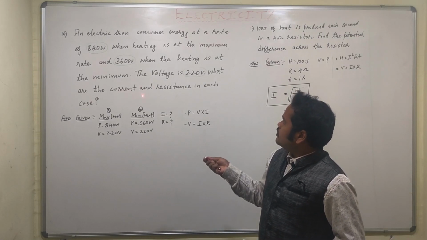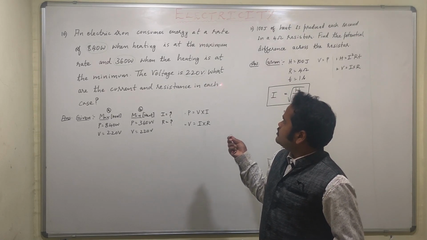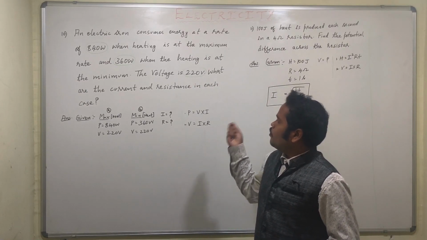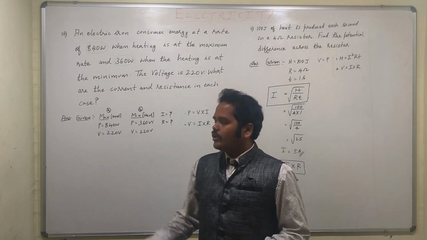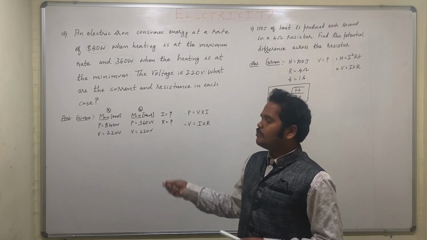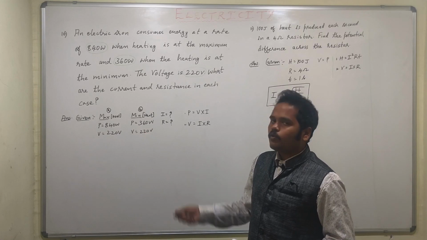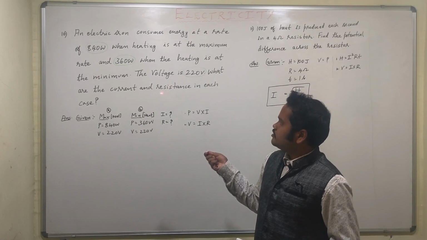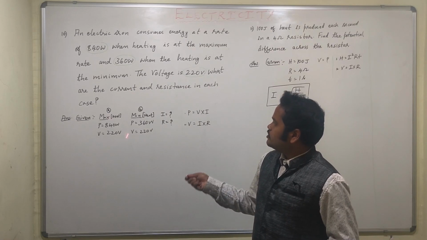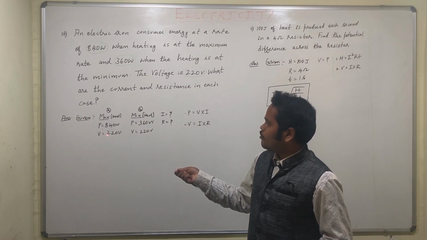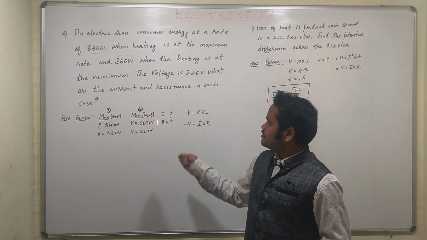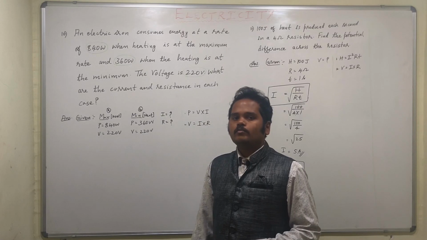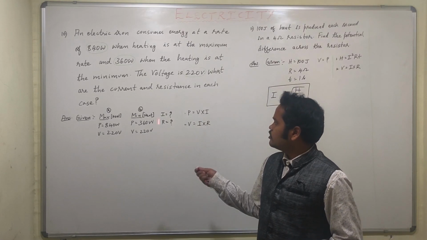What are the current and resistance in each case, when the voltage is 220 volt? So we have V for both maximum and minimum. The voltage is same, that is 220 volt. We have to find out the current and resistance in each case. What is the current and resistance for maximum heat? What is the current and resistance when it is minimum heat? I is equal to question mark, R is equal to question mark.